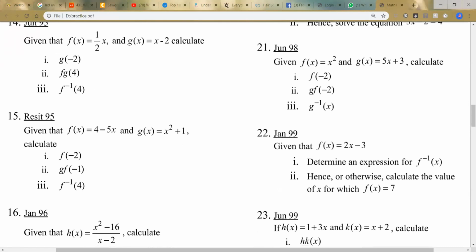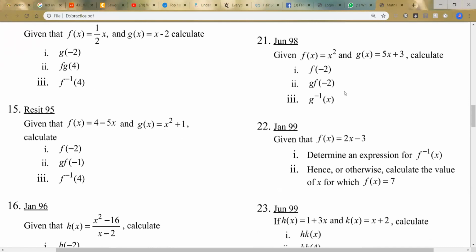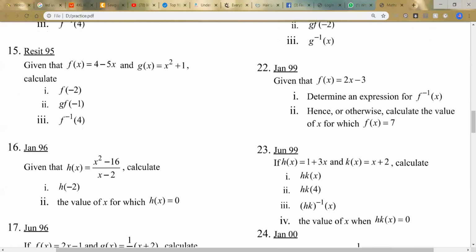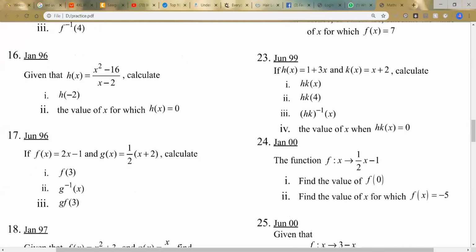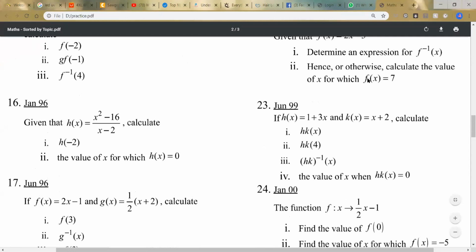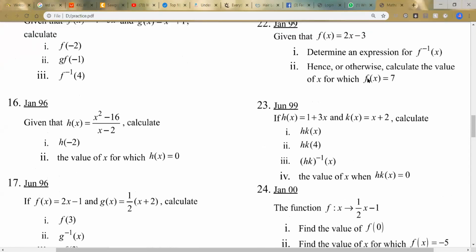All right, number 21. Number 21. Number 23 and number 24. So that is the practice, so you can send over the practice in the group. All right. Thanks. Numbers 21, 23 and 24.